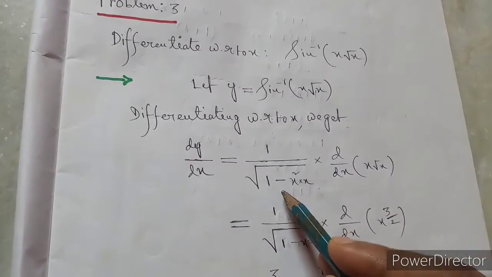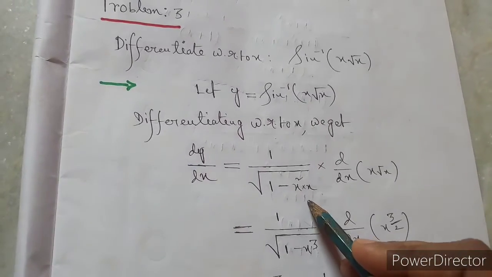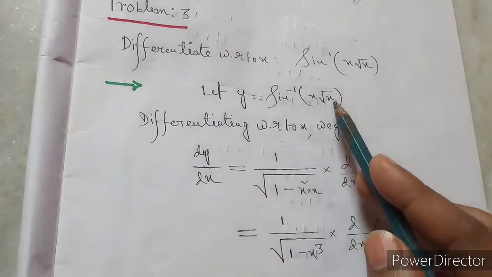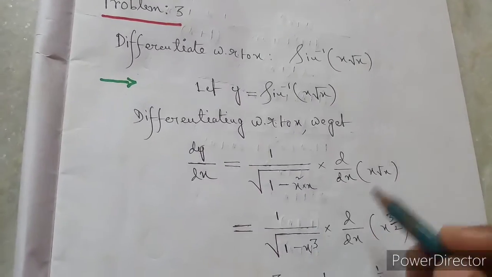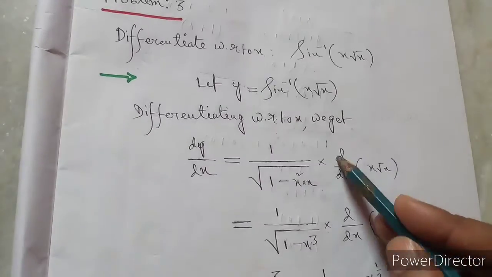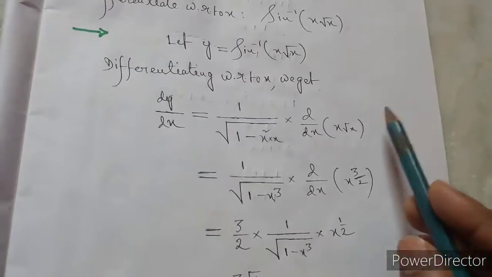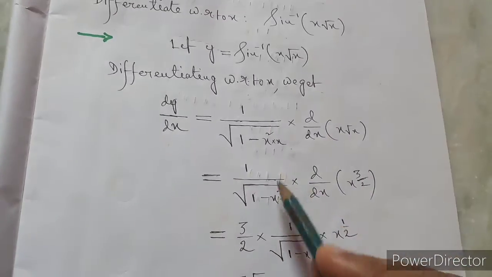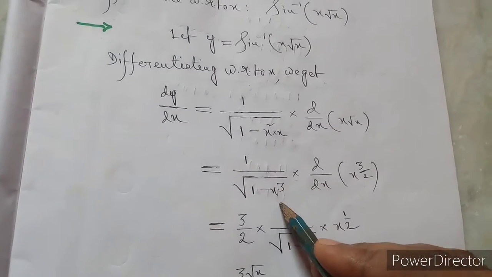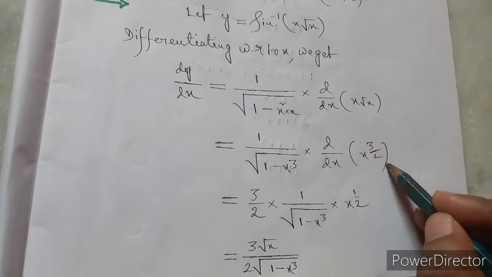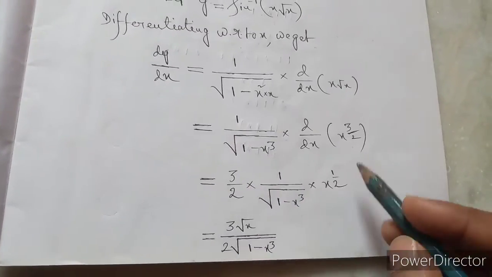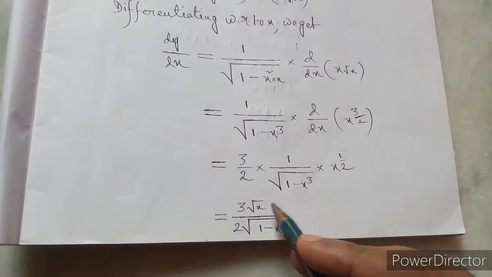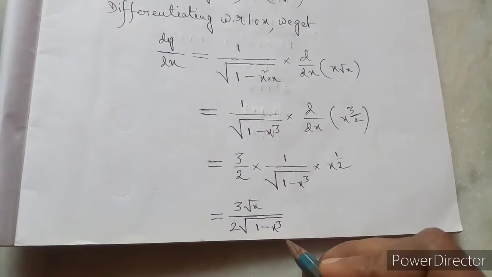1 by root under 1 minus x square, that means this one whole square. So x square into root x whole square means only x. And now the derivative, according to the chain rule, of x root x. I think x root x means x to the power 3 by 2. And this should be 1 by root under 1 minus x cube into the derivative of x to the power 3 by 2, which is 3 by 2 into x to the power half. So your answer is 3 root x by 2 into root under 1 minus x cube.